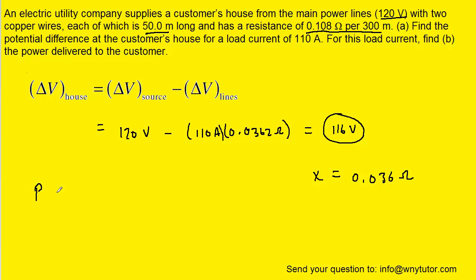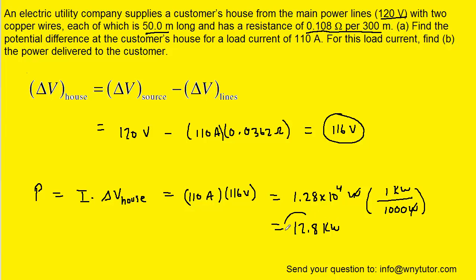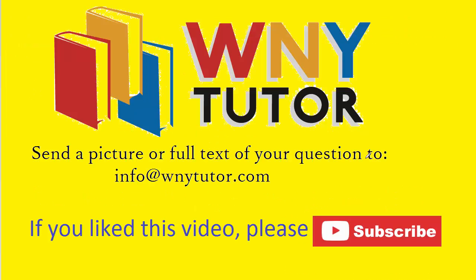And then for part B, to calculate the power delivered to the house, all we have to do is take the current and multiply it by the potential difference at the house, which we just figured out. And that turns out to be 1.28 times 10 to the 4th. And the unit of power will be watts. If you wanted to convert that into kilowatts, you can just remember that 1 kilowatt is 1,000 watts. And then once you cancel the watts and divide by 1,000, you would get 12.8 kilowatts. So that's an equivalently correct answer to part B.